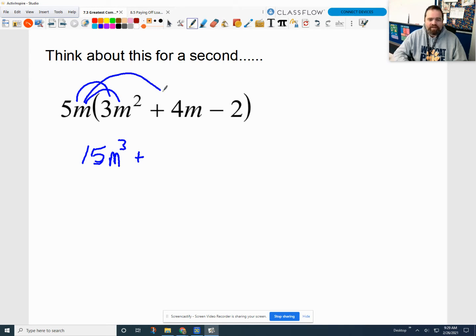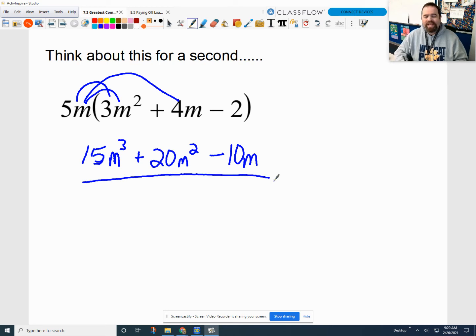Then I'm going to take that 5m times 4m. So 5 times 4 is 20. M times m is going to give us an m squared. And then the last term will be 10m. So what I'm asking you guys to do today is basically take this finished product polynomial and divide out the common factor and put it in front of the parentheses. So we're basically doing this backwards. I'm going to give you the bottom and you're going to create the top.